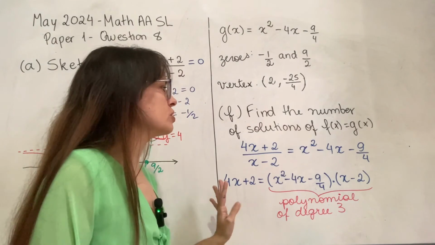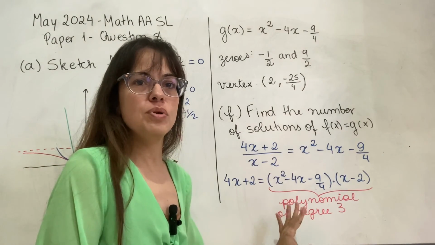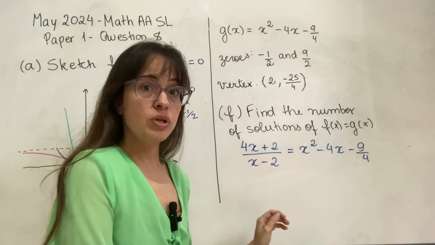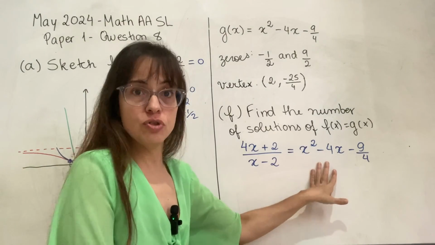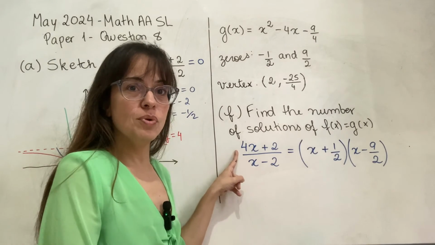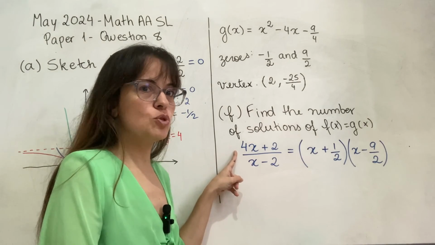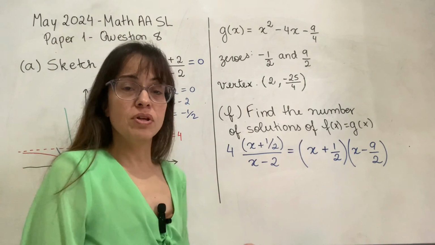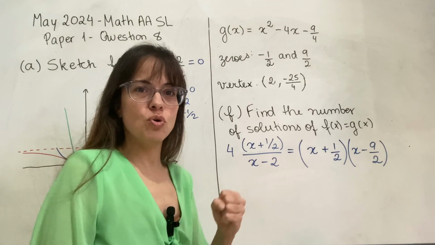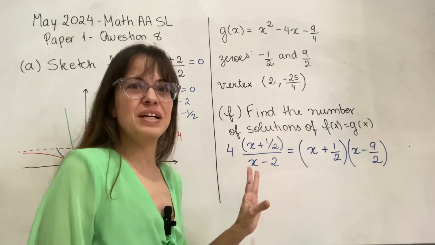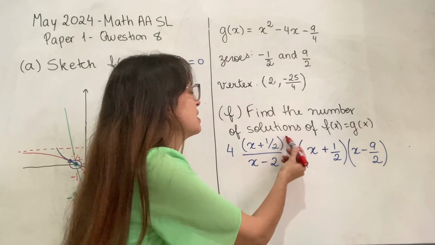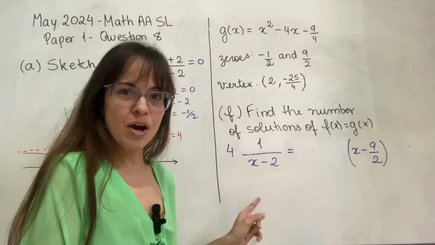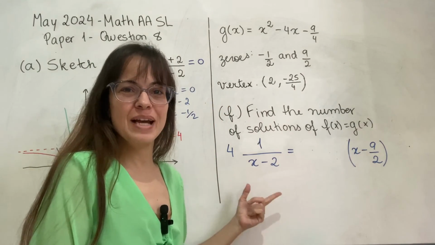So you don't want to work with a polynomial of degree 3 in a standard level question. Definitely not. But what you can do is put your quadratic function into factored form. And then if you really want to see the x plus half on this side as well, you can factor out just a 4 from this function. You're looking for the number of intersections. So you keep in mind that x equals negative half is one of the intersections as you cancel out this factor from both sides.